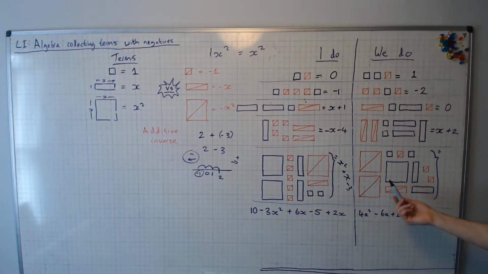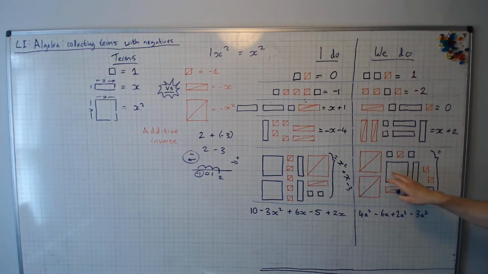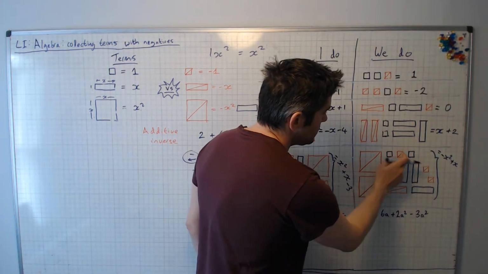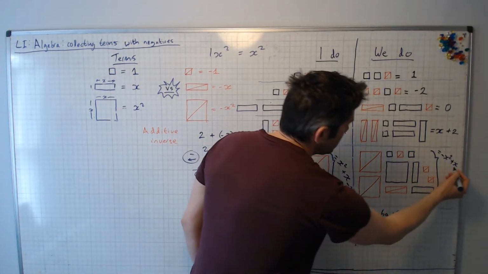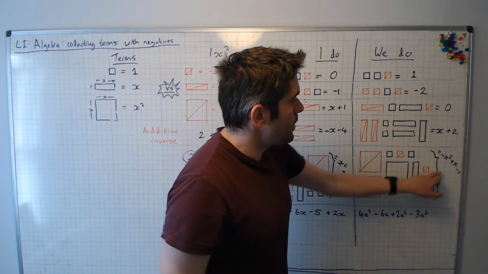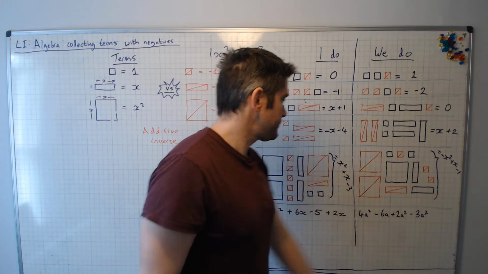Have a go at this one. This time we have these 2 x squareds. They can add together to make 0, leaving us with 1 negative x squared. We've got 2 positive x's and 1 negative x. They're going to add together to make 1 positive x. And we've got 2 positive 1s, 3 negative 1s, so we're left with negative 1. So we've got minus x squared plus x minus 1.